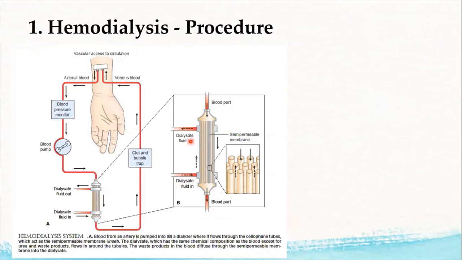So dialysate is poured into the machine from the bottom, and it is released out towards the upper region, and the blood is input from the top, and it is removed from the lower part of the machine, and it is returned back to the body. Here a clot and bubble trap is also located so that if there is a clot present in the blood, or if a bubble appears, it can be trapped over here, and the blood that is reaching the body is danger free. So after circulating the blood through a membranous tube, the blood leaves the machine and returns back to the body.